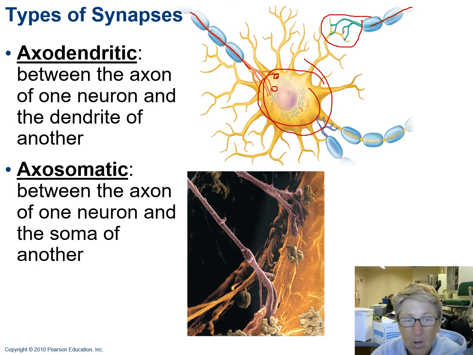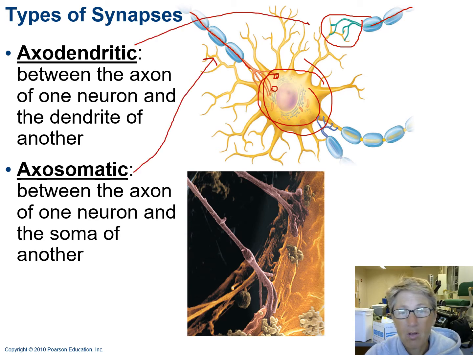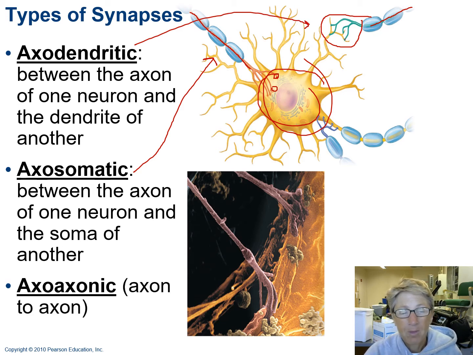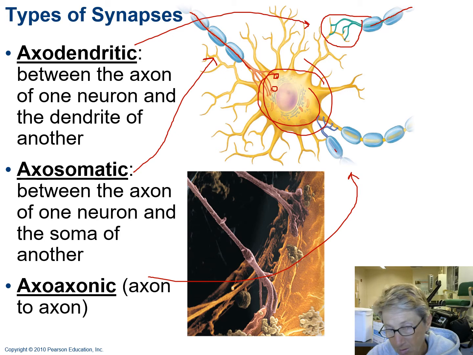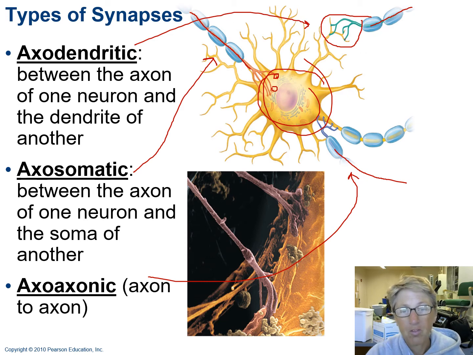Axosomatic is between the axon of one neuron, the presynaptic neuron, and the soma or cell body of the postsynaptic neuron. So this one is axosomatic. This one over here is axodendritic. And then the third one is axoaxonic. This is axon to axon. So this axon of this presynaptic neuron has its axon terminals synapsing with the postsynaptic neuron axon to axon. So this space is actually the axon hillock.